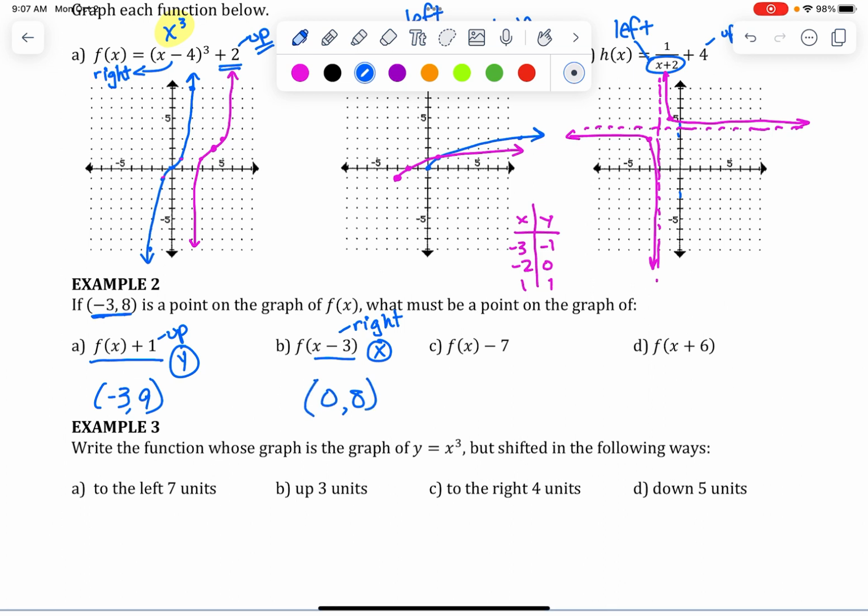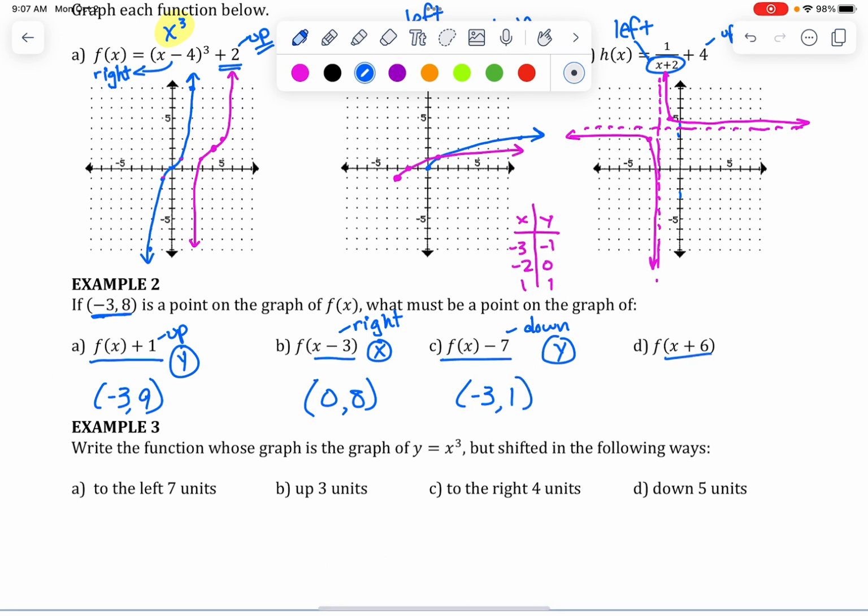All right, so that's how you want to think of these: does the change algebraically cause me to move left or right, or does it cause me to move up or down? And since the -7 here is outside the parentheses, it's going to go down. So the x stays the same. You're going to change your y. 8 minus 7 is 1.